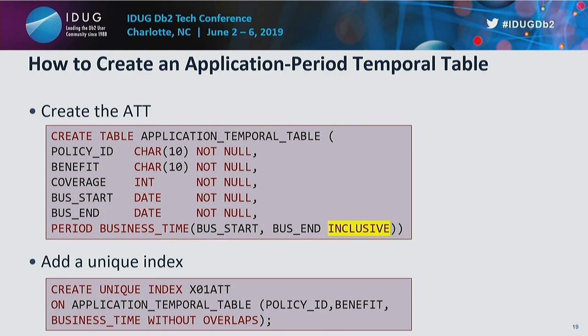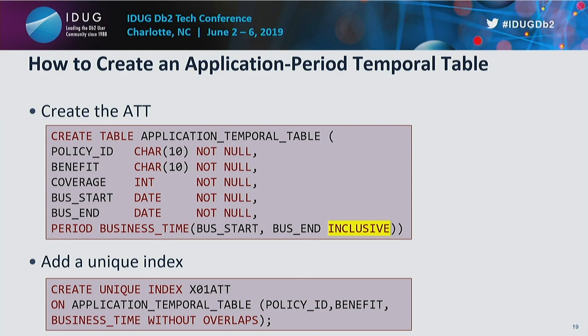So how do we create them? Again, same type of policy. We're going to do an insurance application. This is where it will be a bit more viable. So where we have our ATT with our policy benefit coverage, all we have is a business start and business end, and they are date columns, and the period is the business time of the business start, business end. And this is where we have that inclusive keyword, because I want this to be inclusive, inclusive. If I didn't specify inclusive on that business end, it would have been a default of inclusive, exclusive.